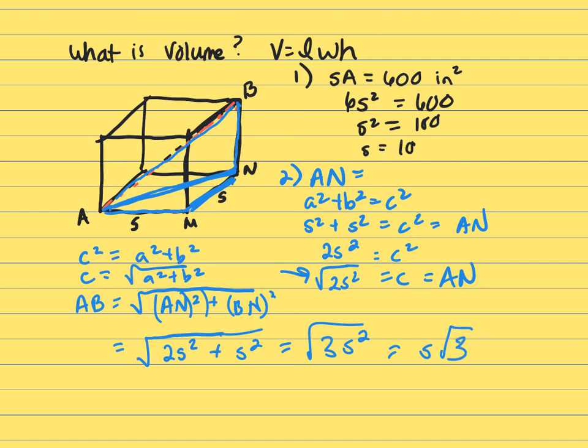And we know from clue 2 that AB is 10 square root 3. So this is AB. So we know that S square root of 3 has to equal 10 square roots of 3. So we know S is 10 because those square root 3's cancel out. We know S equals 10. So we could find the volume. So the answer is both of them work independently, so that would be D.